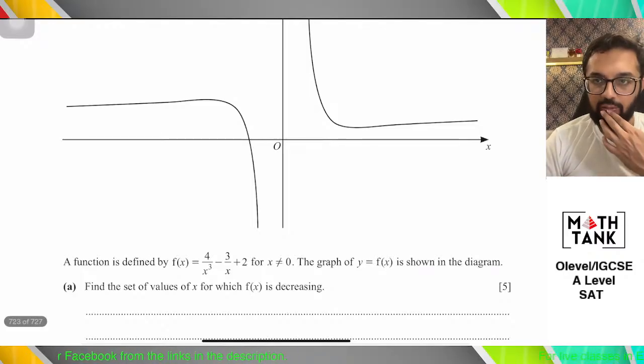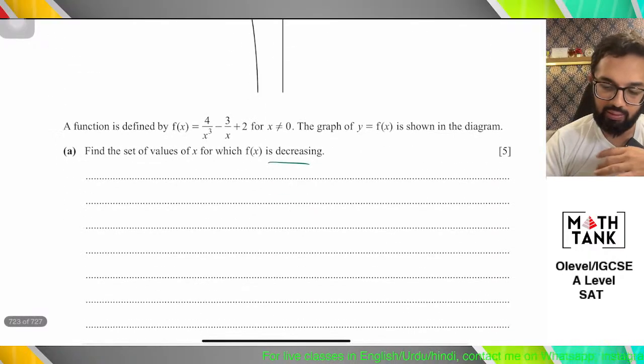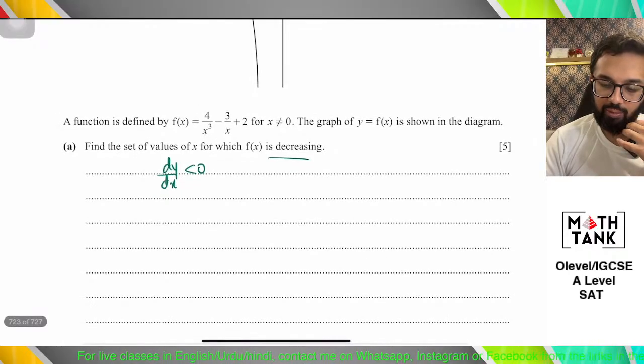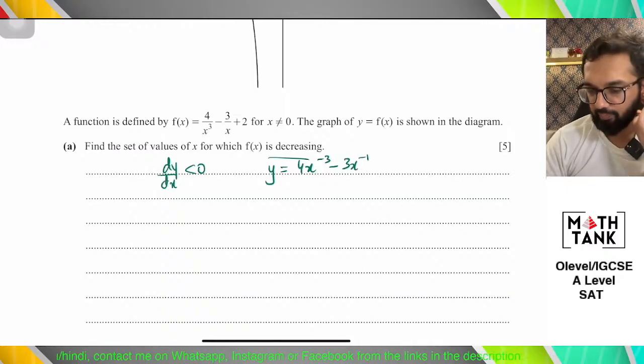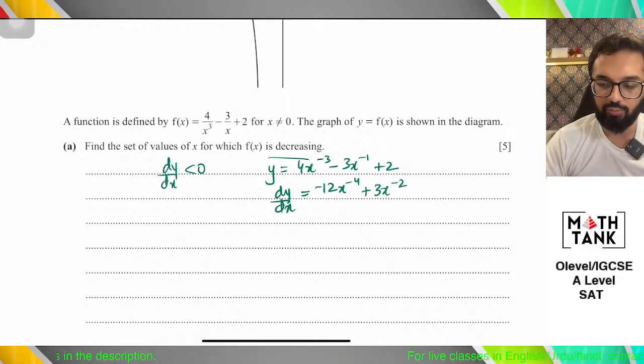Okay, this question says a function is defined by f of x. Find the set of values of x for which it is decreasing, so dy by dx is less than 0. Let's calculate dy by dx: minus 12x to the power minus 4 plus 3x to the power minus 2 plus 2 plus 0.